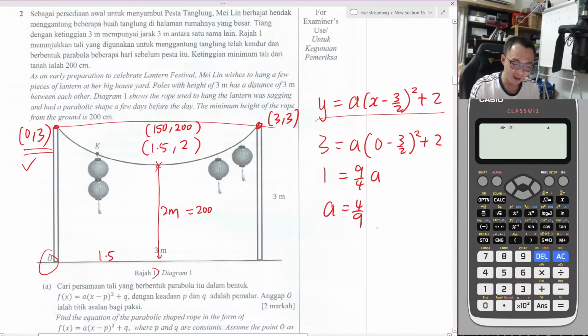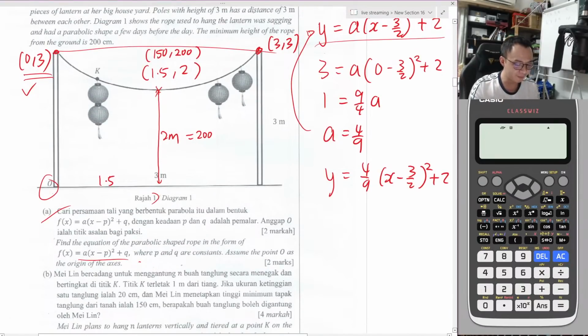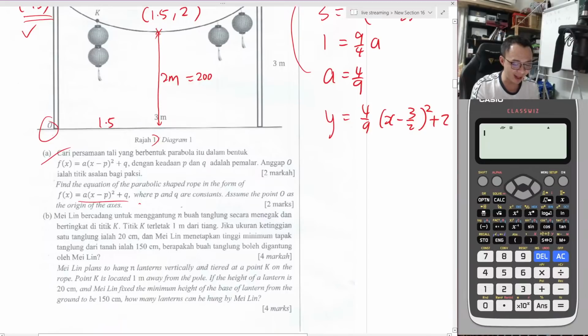Okay, so after I got the a value, I will just sub it back. So my y will equal 4 over 9 times x minus 3 over 2 square plus 2. Right, this is what happens for 2 marks here. They asked us to form this equation, so we just did.